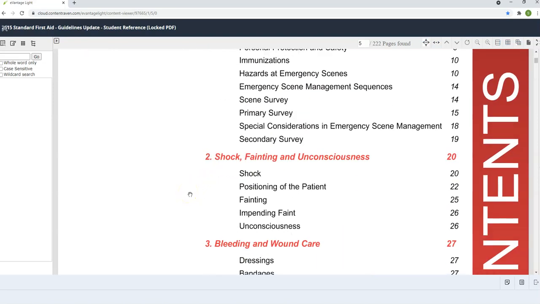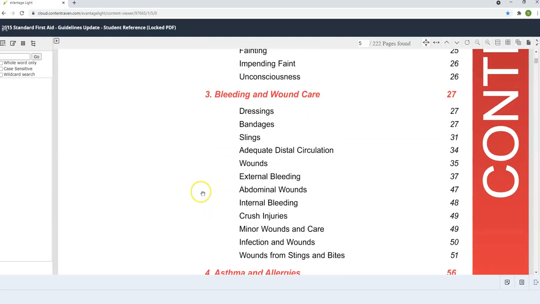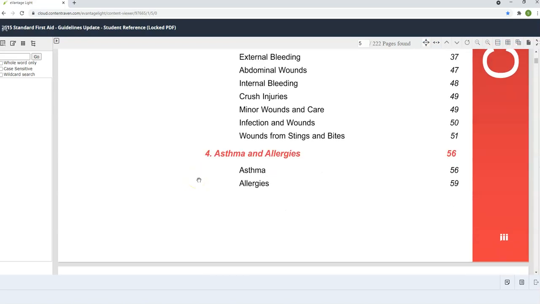Then chapter 2 will be about shock, fainting and unconsciousness. Chapter 3 will be bleeding and wound care, another critical chapter. We're going to talk about dressings, bandages, slings, adequate distal circulation, wounds, external bleeding, abdominal wounds, internal bleeding, crush injuries, minor wounds and care, infection and wounds from stings and bites. So that's chapter 3. And then chapter 4 will be about asthma and allergies.